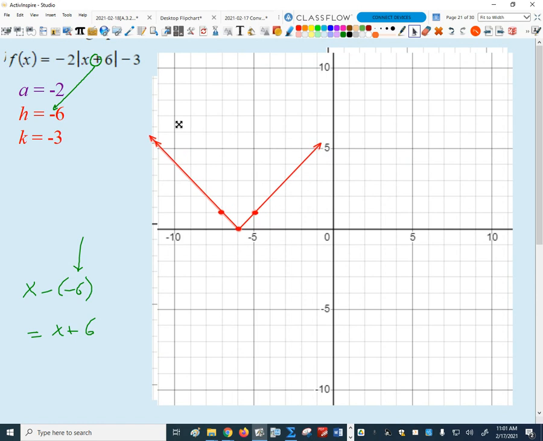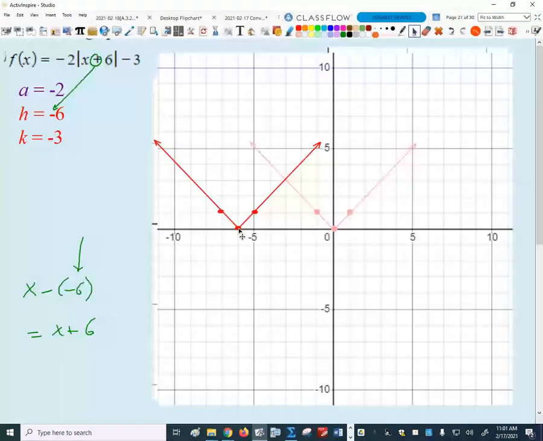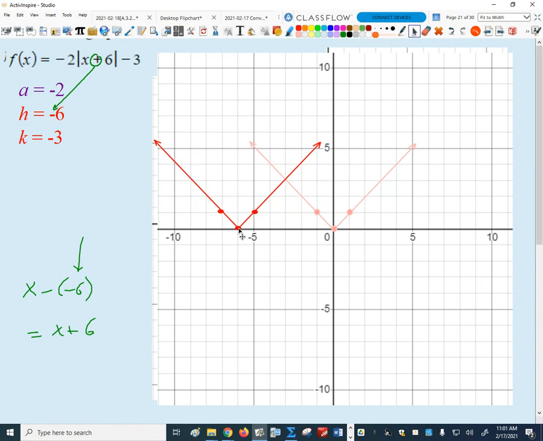So I'm going left 6, and how about vertically? What do I do? Vertically, what do I do? Down 3. Okay, good. So down 3. Good, good. There it is.